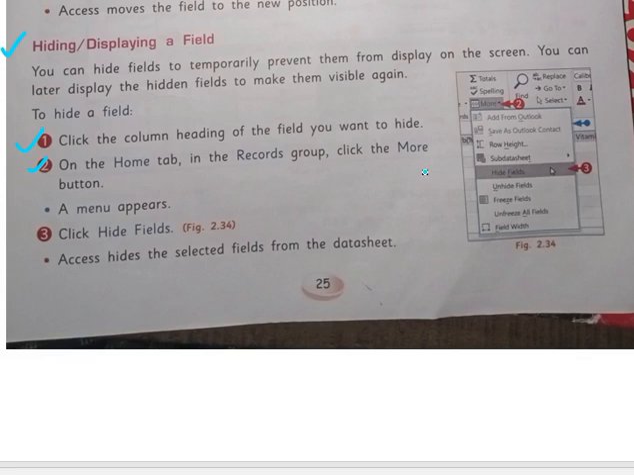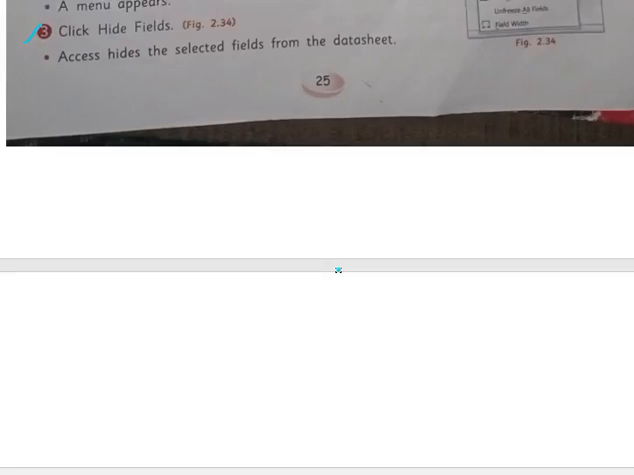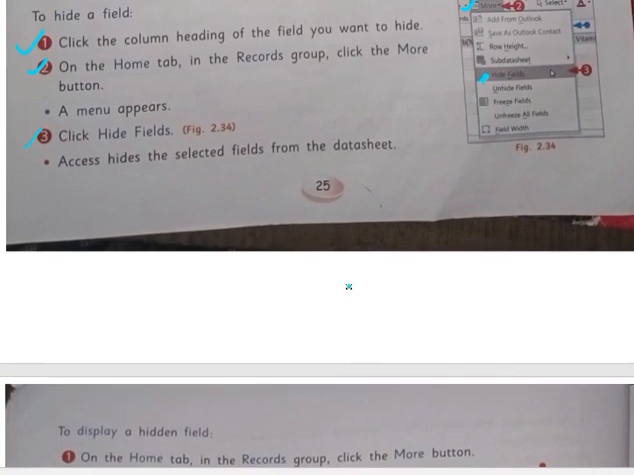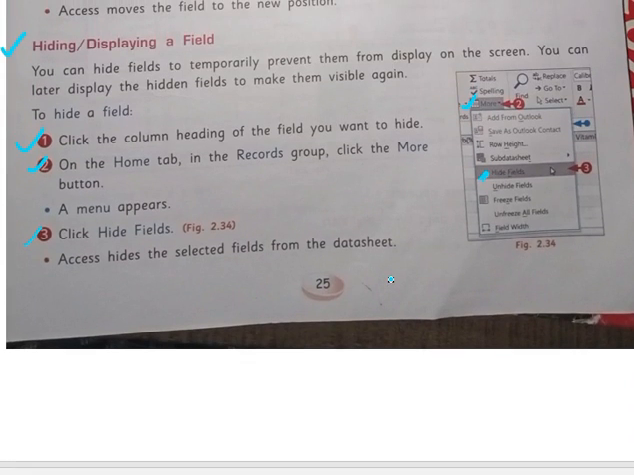In that Records group, click the More button. If you click the More button, a new menu will appear. In that menu you have to click Hide Fields. You can see this Hide Fields. After clicking this, Access hides the selected fields from the datasheet. So after clicking, that column will get hidden. Now suppose column 3 has been hidden.